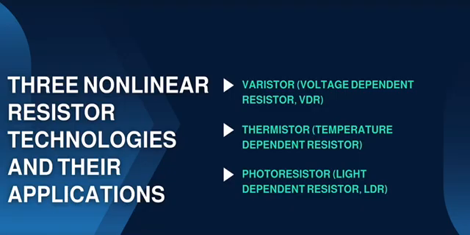And the last one is the photoresistor, which is an LDR. It's really common in light sensing applications, whether it's street lighting or photographic meters. And the idea behind it is that resistance decreases with increasing light intensity. So that's it for the nonlinear resistance technologies.